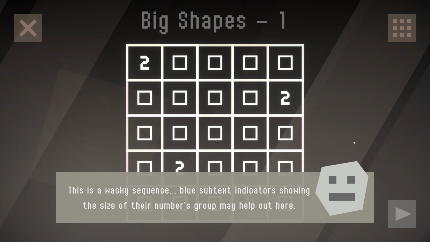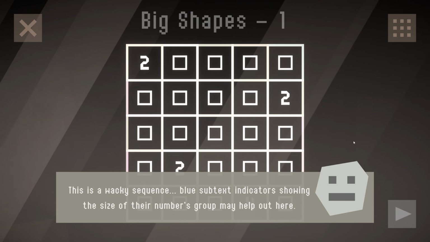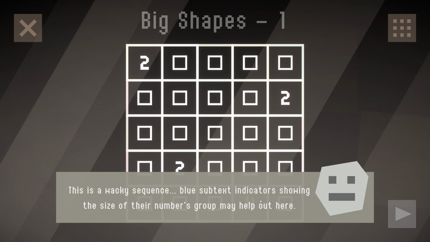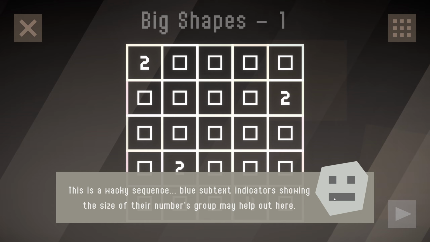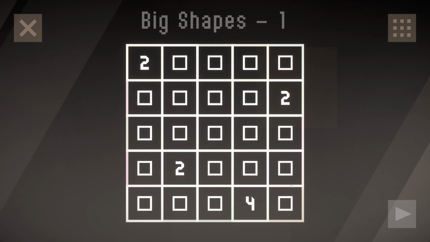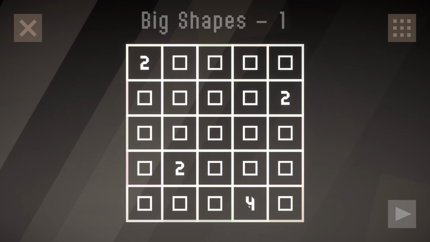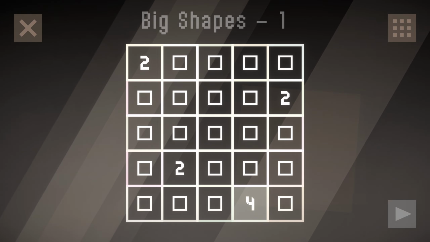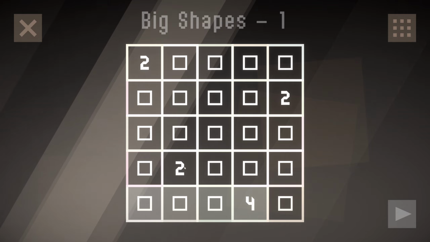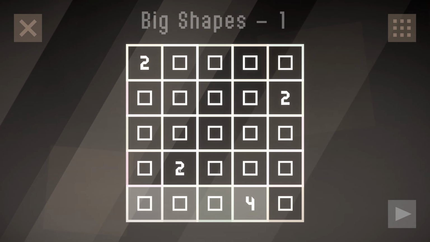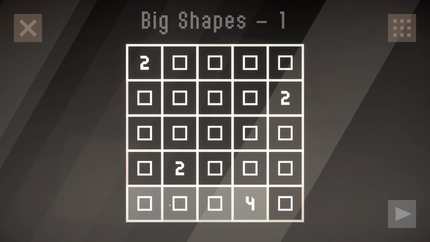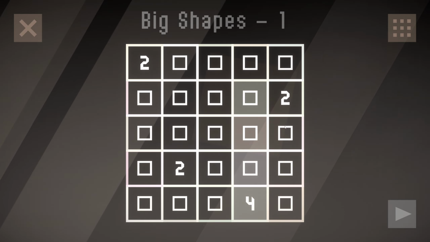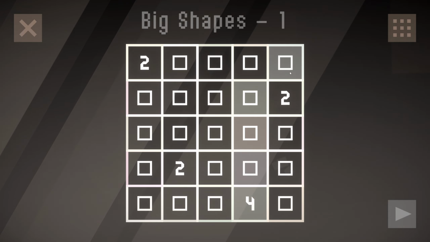What do we have here? Big shapes 1. This is a wacky sequence. Blue subtext indicators showing the size of their numbers group may help out here. Oh, did I spend ages here in my previous video trying to logic this one out and failing. Because it wants to be squares. I did this. So this 4 can't do this because it touches this 2. And it can't do this because it touches that 2. And it can't do that to separate the 2's off because this becomes a 5.